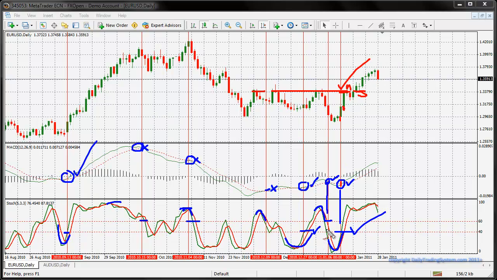This one here is a sell trade, and we've got the cross. It does penetrate into the 60 before that line turns up, so that's good.